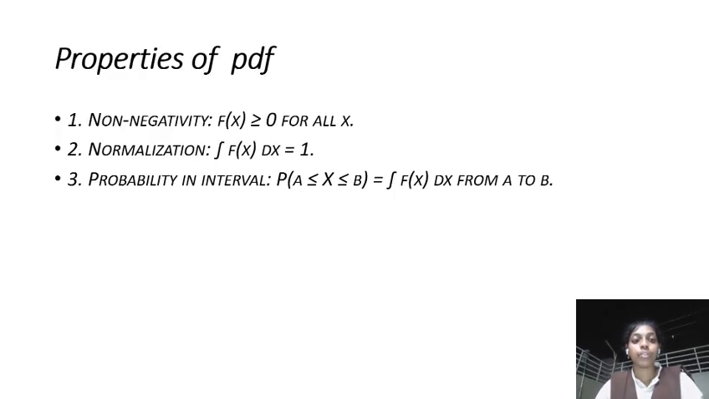Now we will discuss properties of probability density function. First property is non-negativity: f of x is greater than or equal to 0 for all x. Second property, normalization: integral f of x dx equals 1. Third property, probability in interval: P of a less than or equal to x less than or equal to b equals integral of f of x dx from a to b.